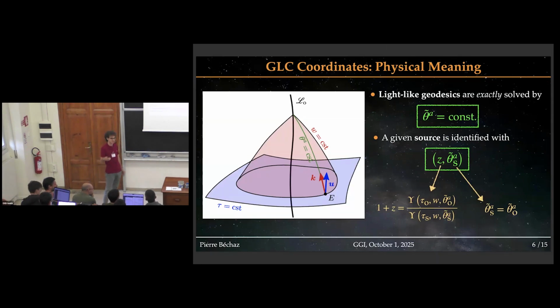And to identify a given source in the sky in terms of this observational approach, you have the redshift, the first cosmological observable, admitting a neat and non-linear expression in terms of the GLC metric: just the ratio, at the observer and at the source, of the epsilon function. And then the angles, again, are demanded to be the observational angles.